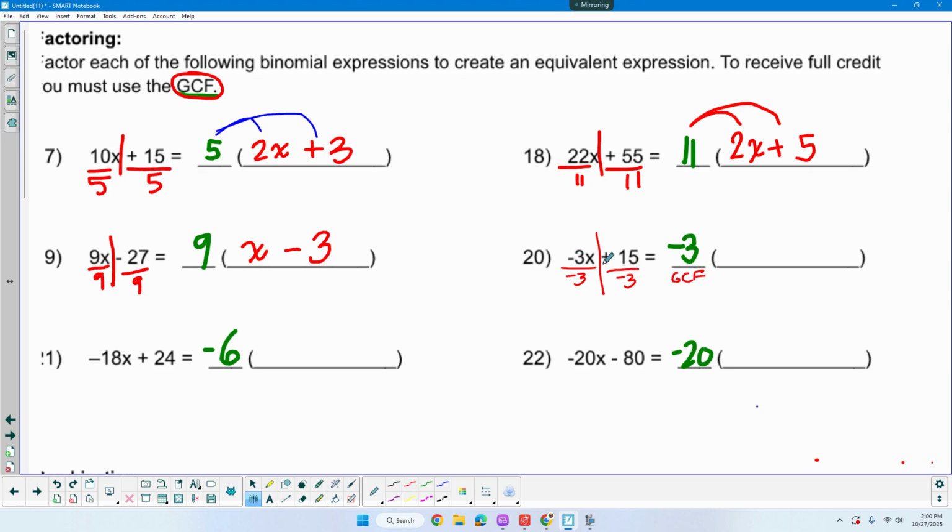So negative 3x divided by negative 3 is positive 1x. And again, you don't really need the 1. If you put it in there, that's fine. I'm just going to call this x. And now to the second term here, 15 divided by negative 3 is a negative 5.